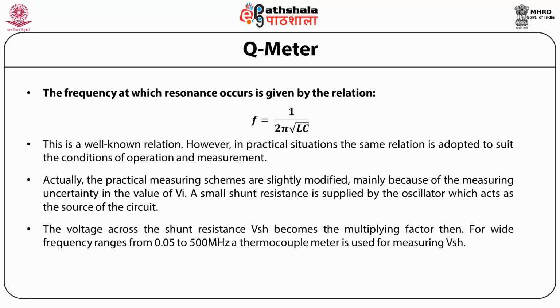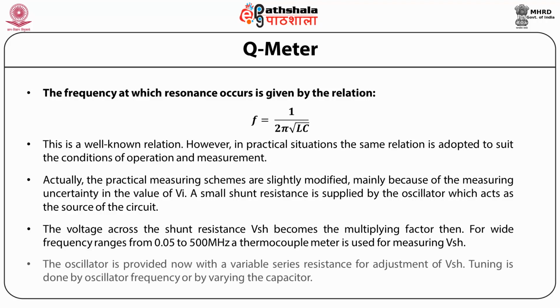For wide frequency ranges from 0.05 to 500 MHz, a thermocouple meter is used for measuring VSH. The oscillator is provided now with a variable series resistance for adjustment of VSH. Tuning is done by oscillator frequency or by varying the capacitor.